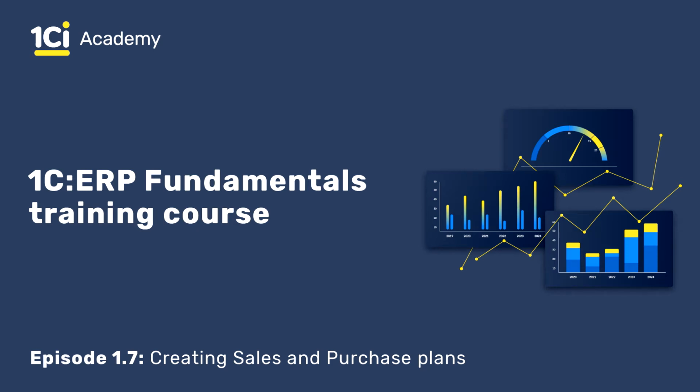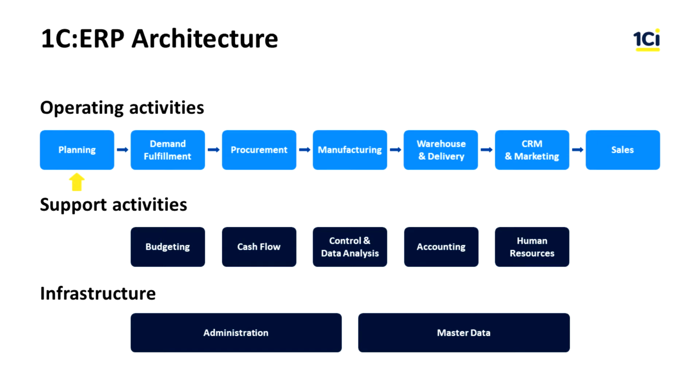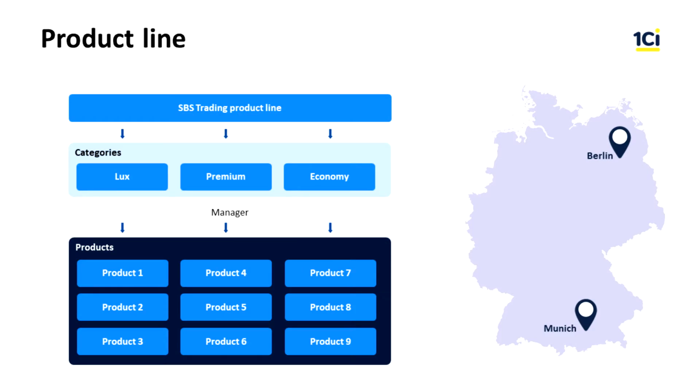Hello! In the previous lessons, we have created a list of products sold by SBS Trading and completed the settings needed to create plans. In this lesson, we're going to create a sales plan and a purchase plan based on the former. On the 1C ERP architecture slide, the planning subsystem is responsible for these tasks.